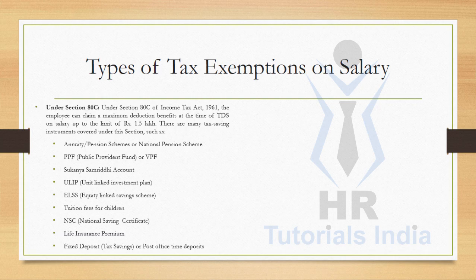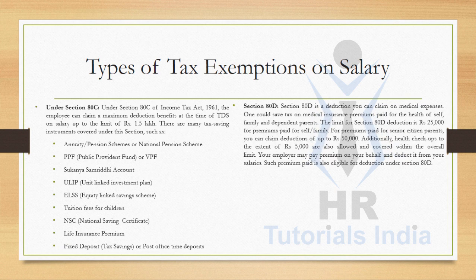80C is one of the tax exemptions of Income Tax Act 1961. Under this section 80C, the employee can claim a maximum deduction benefit of a limit of Rs 1,50,000, and an employee can be exempt from taxes by saving in the following schemes, that is pension scheme, PPF, Sukanya Samriddhi, ULIP, ELSS, tuition fee for children, NSC, life insurance premium or fixed deposits.